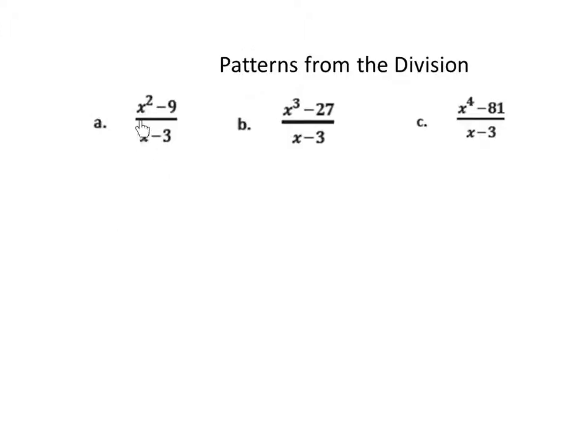Here are the type of polynomials I was referring to. Here is x squared minus 9 divided by x minus 3, x cubed minus 27 divided by x minus 3, x to the power of 4 minus 81 divided by x minus 3. This is the sort of polynomials we're going to be dividing and then looking for pattern in the result of the division.